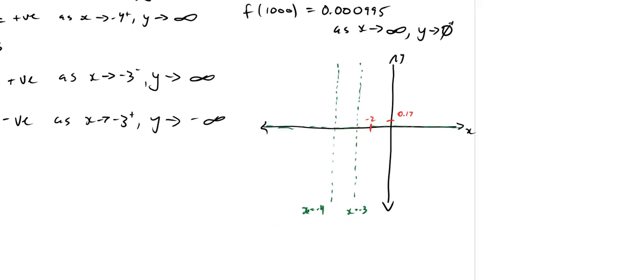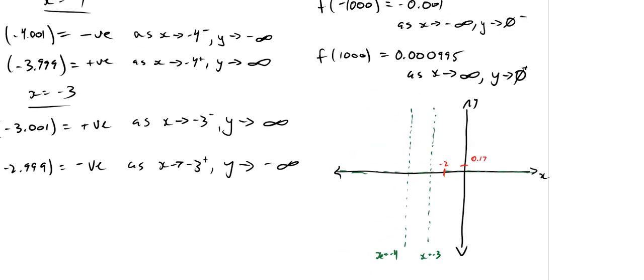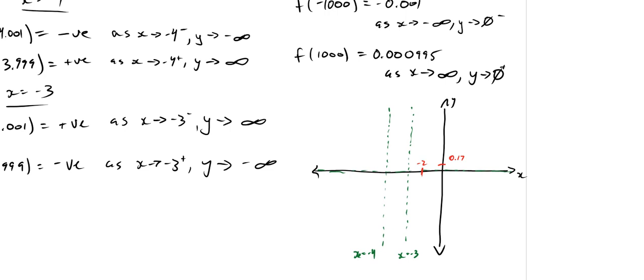All right, let's start doing our behaviors. I'll start with x equals negative 4. So as x approaches negative 4 from the left, it's going to negative infinity. So it's going down there. As x approaches negative 4 from the right, it's going to positive infinity. So it's up there. As x approaches negative 3 from the left, it's going to positive infinity again. So it's there.